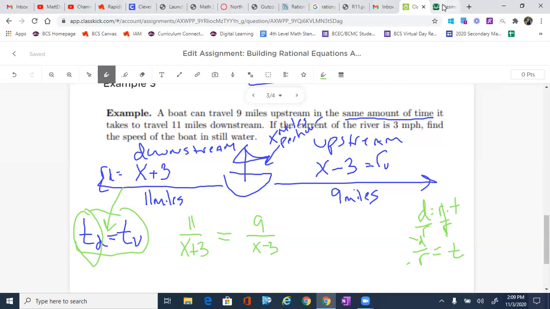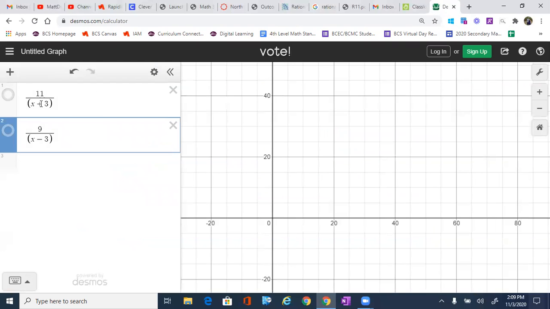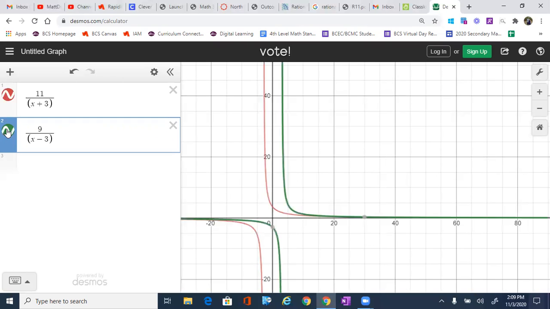All right, let's go to Desmos and type it in. 11 over X plus 3, and 9 over X minus 3. We find both of those curves, and we're going to look for where they're equal. We're going to look for that intersection. If we notice here, it looks like we have one, and that is X equals 30.